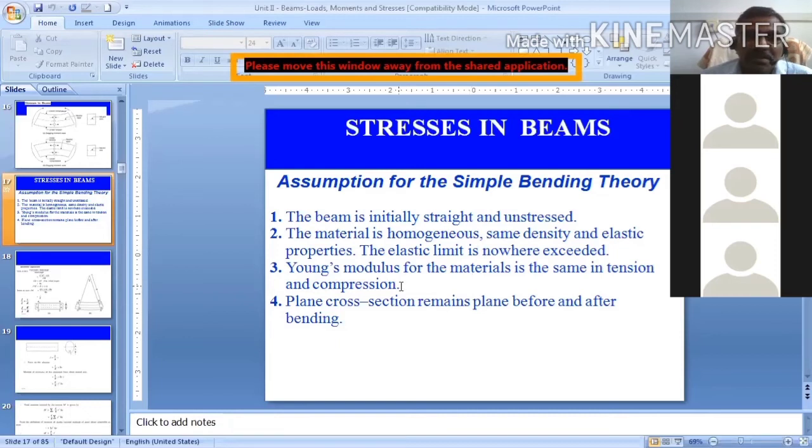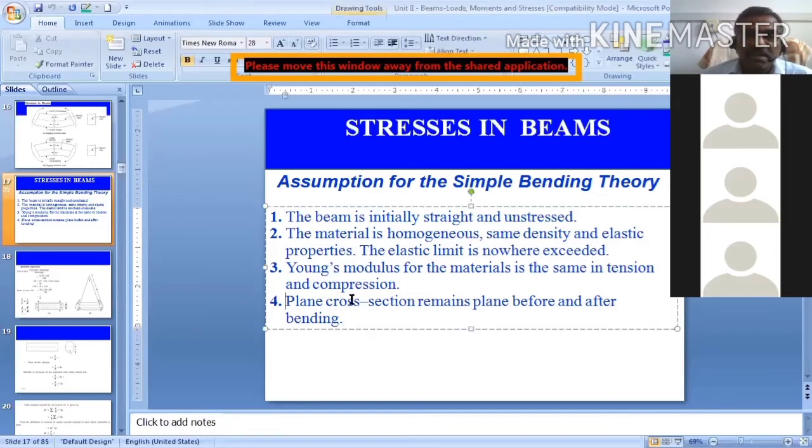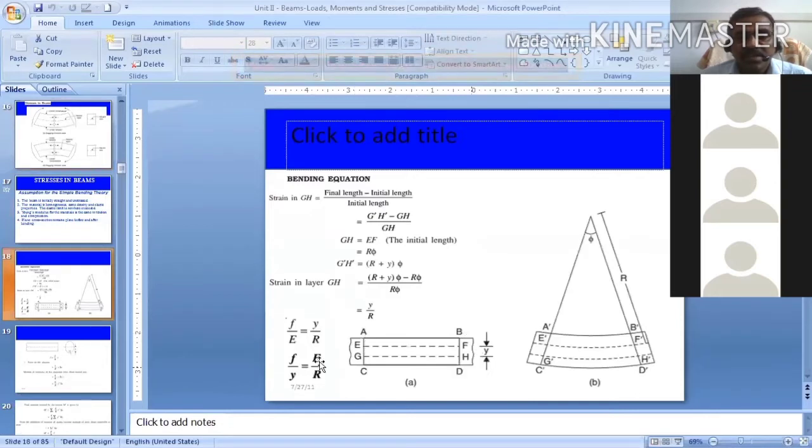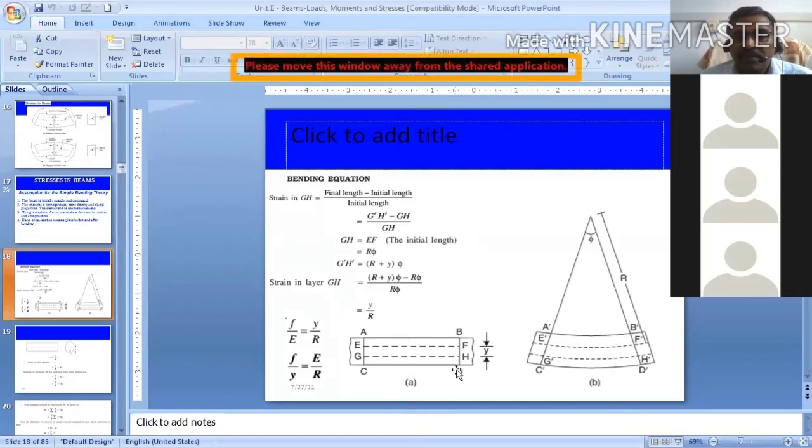That assumption is also made. Finally, the plane cross section remains plane before and after application of the bending moment. What is the meaning? Now consider a beam. Let us take BD as a plane. This is before applying the load. After applying the load, this is also BD. This is vertical, this is inclined. But it remains a plane after the application of the load also.